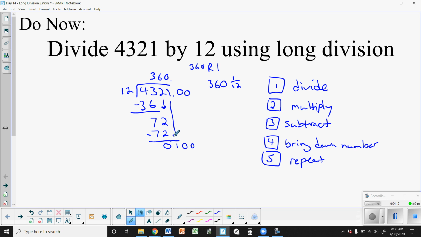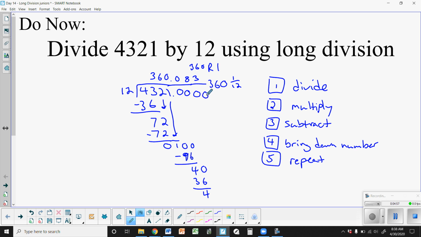12 times 8 is, that's right, it's 96. So then if we divide, it would be 8. Notice that we have to put some more zeros here. We have an 8, and then 8 times 12 is 96. We subtract that, we get 4. We can bring down another number, so we bring down a 0. 40 goes into 12, 3 times. And then 3 times 12 is 36, leaving 4.